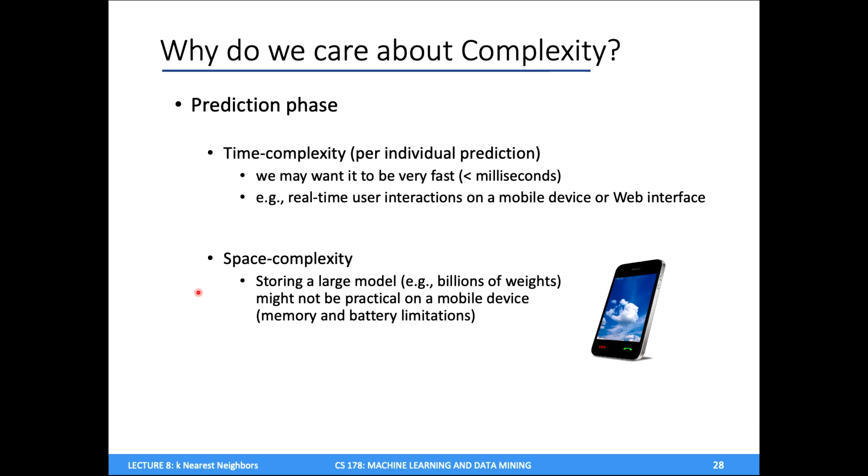And also in terms of space complexity for predictions, you might be deploying these models on memory-limited devices. So you might be deploying a model on a mobile device or a Raspberry Pi if you're doing some facial recognition thing. So it's good to keep these costs, both in time and space, in mind.